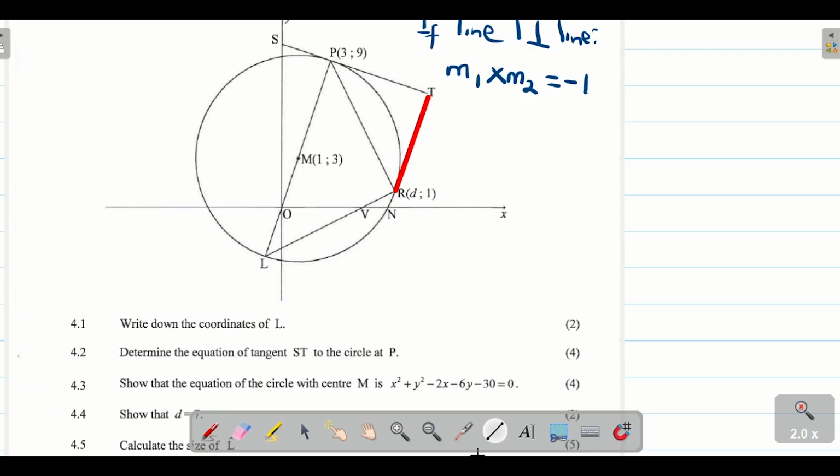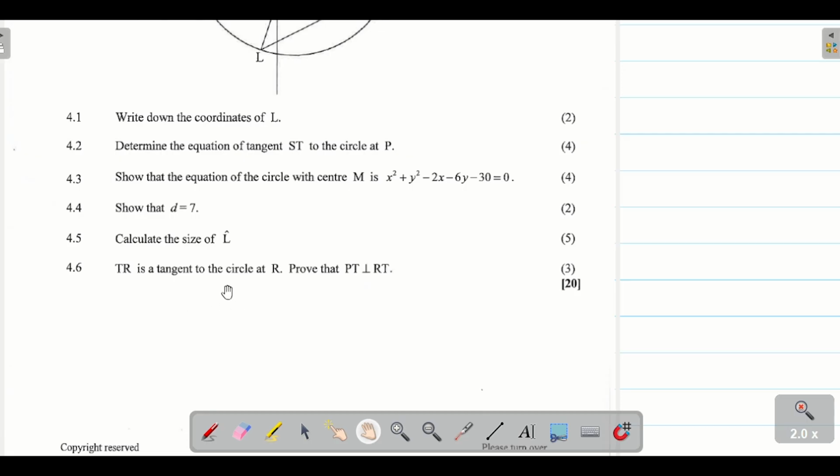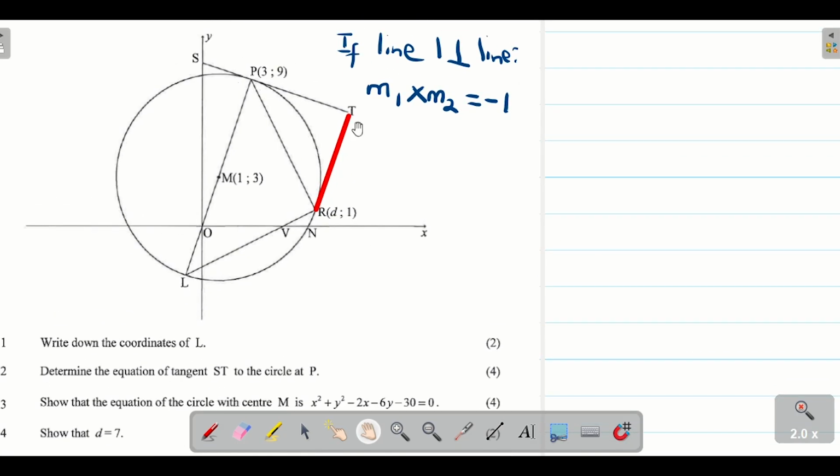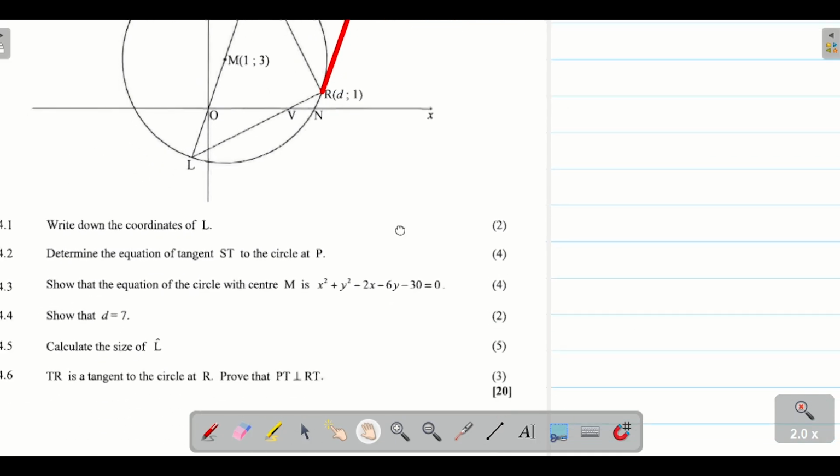And they're telling us that TR is a tangent to the circle. Okay, what else? At R, and they want us to prove that PT is perpendicular to RT. You see how here they're saying RT, but in the beginning they said TR. So TR and RT is the same line. TR and RT, it's the same line. So don't be confused by that.